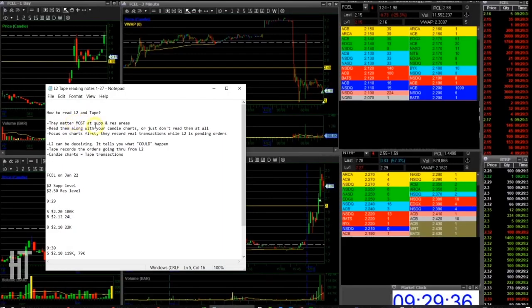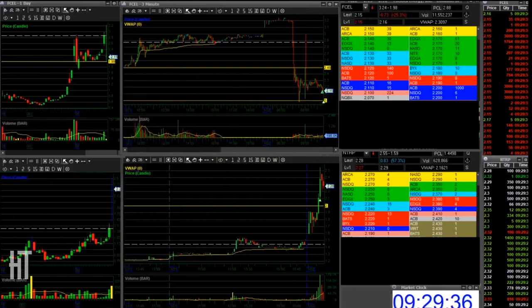So like I said, they matter to me most as support and resistance areas. If I'm trading in between the lines, the support and the resistance levels, I don't look at the L2 that much. Sometimes I'll glance at it just to spot the big buyers and sellers. But the most critical areas I'll be looking at on this example, FCEL, will be around the $2 area.